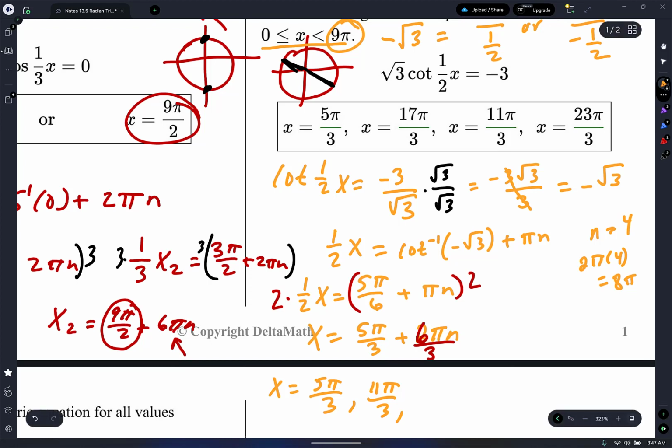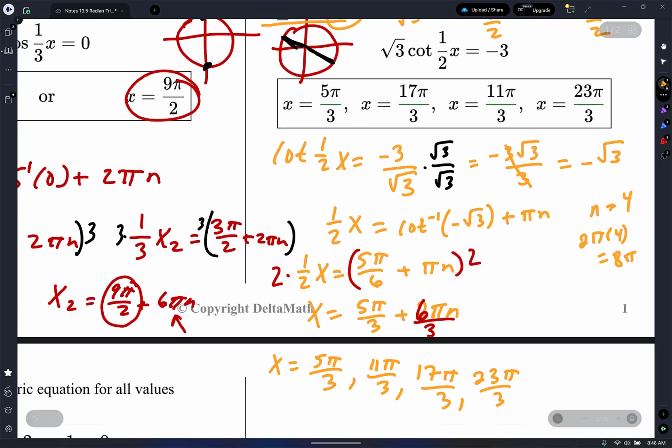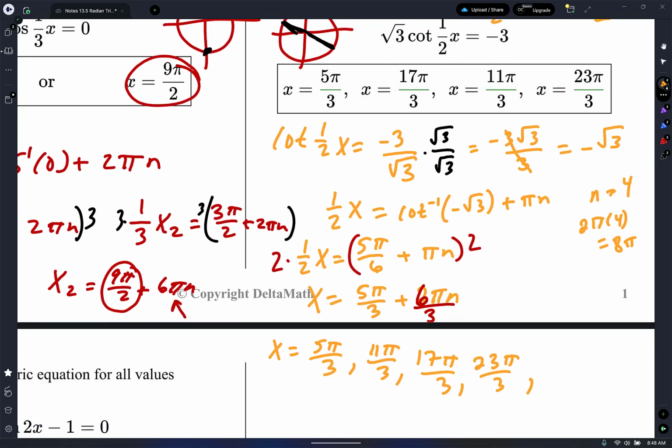Now, what's 11 plus 6? There's 17. Oh, hold on. Did I get it right? Yeah, 17 pi over 3. And then what is 17 pi over 3 plus another 6 pi over 3? 23 pi over 3. You know what? I'm going to do one more just for kicks so you guys can see how do I know to stop there. Let's say I keep going. What's 23 pi over 3 plus 6 pi over 3? 29 pi over 3. Okay.